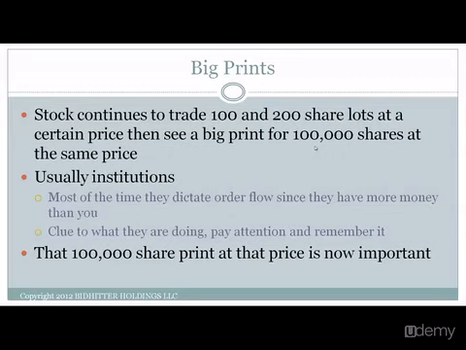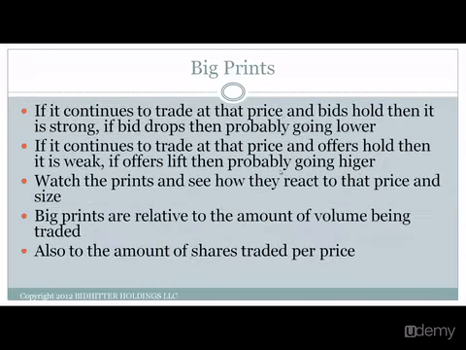That 100,000 share print is now important, so you should always keep track of it: at what price level, and how much volume that print was done for. For example, say it continues to trade at that price and the bids hold, then it's strong. If the bid drops, then it's probably going lower.